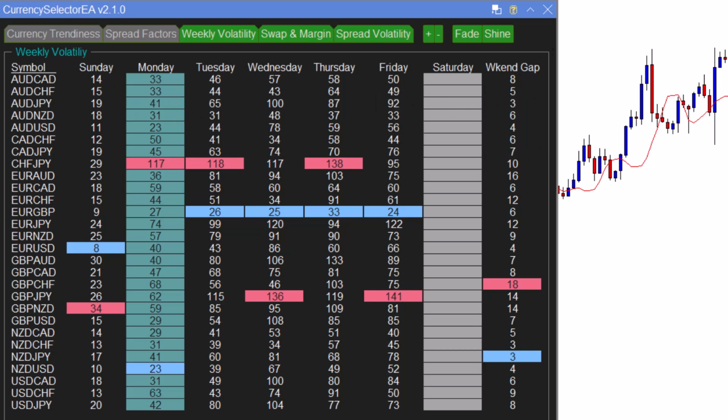Which are the currencies that make the biggest weekend gaps over the last few weeks? And you can see that the New Zealand hardly makes a gap, but the pound yen makes quite big gaps. So if you're a gap trader, this is critical information.